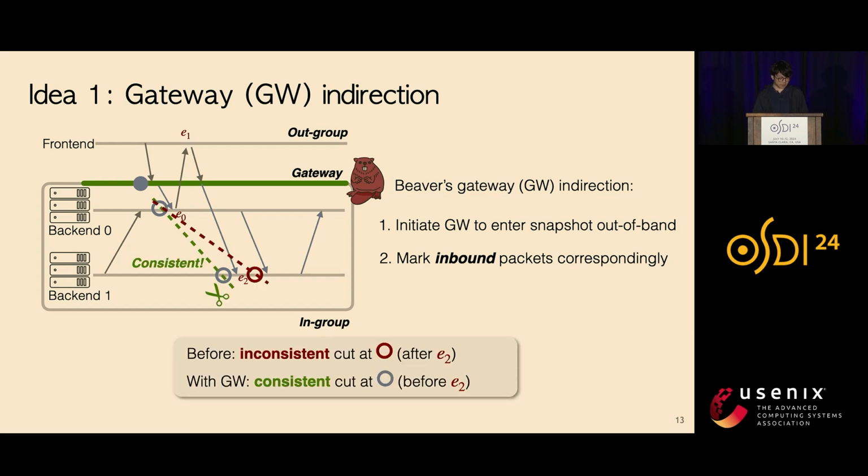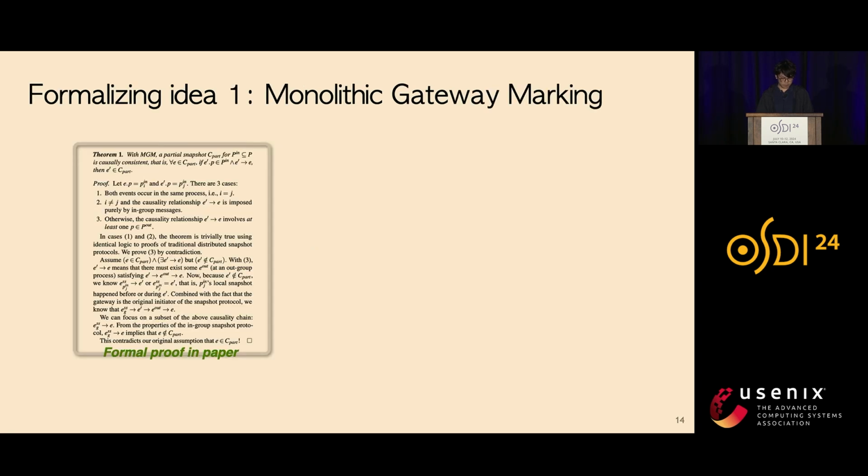So in contrast to the previous case, this indirection with Beaver's gateway results in correct snapshot time points. Basically now, backend 1 node takes a snapshot before E2 event rather than after, and is now consistent. We also formalize this intuition to what we call monolithic gateway marking and prove its correctness. So we found that it has two valuable properties.